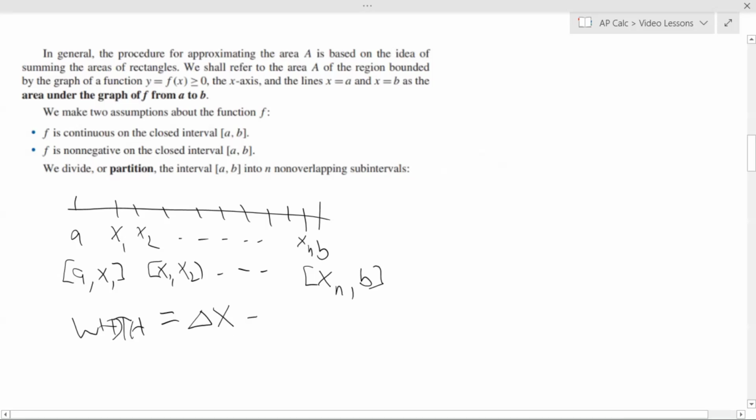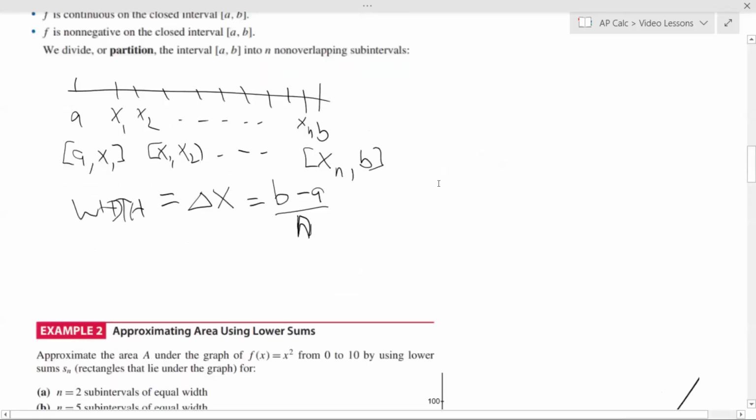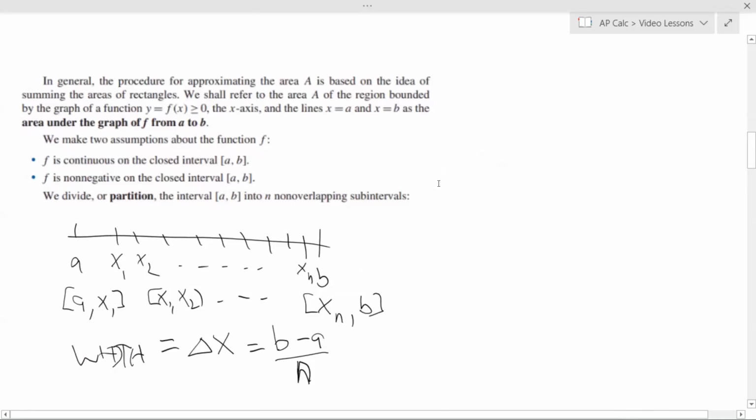And delta x is actually going to be the width of the interval divided by how many subintervals you do. So the width of the entire interval is b minus a. You divide that by the number of subintervals, or the number of rectangles, and you would get delta x. So since f is going to be continuous on that interval, by the extreme value theorem, there's a number in each interval where f attains an absolute min, and another one where f attains an absolute max.